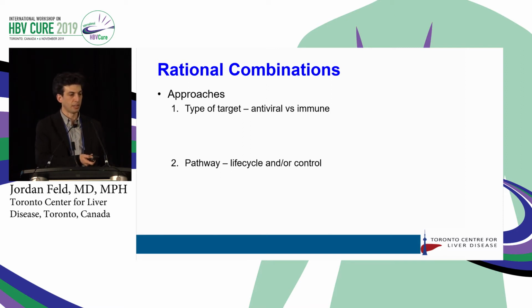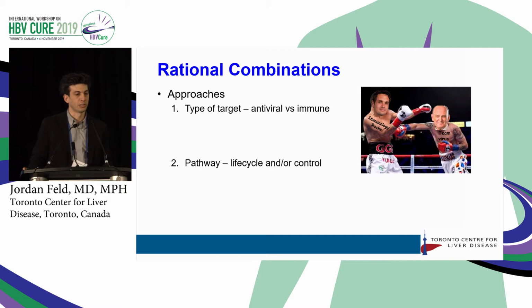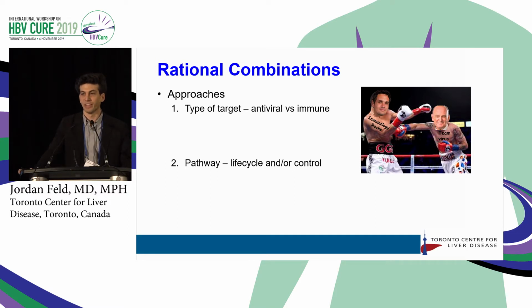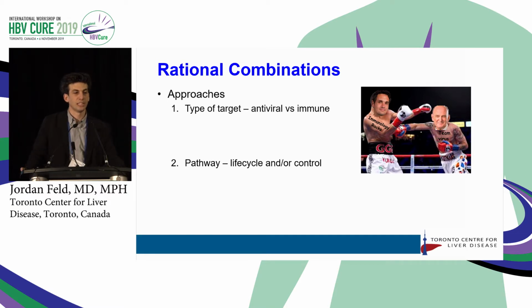I would say that thinking about the type of target is a little bit like this, where we have the virologist and the immunologist duking it out and arguing that really one approach is better than the other. And I think there certainly is some value to having a lot of expertise on both sides of this argument, and we may well need both. But I think when we think about these things, we probably should be thinking more about the second approach.